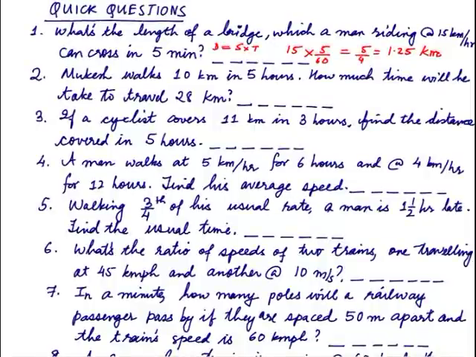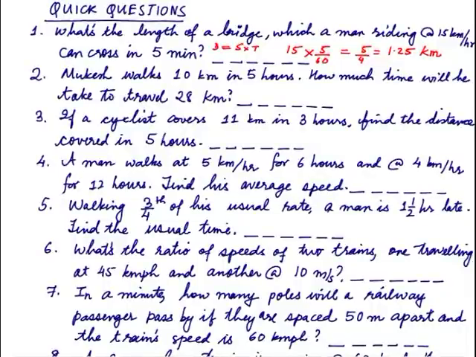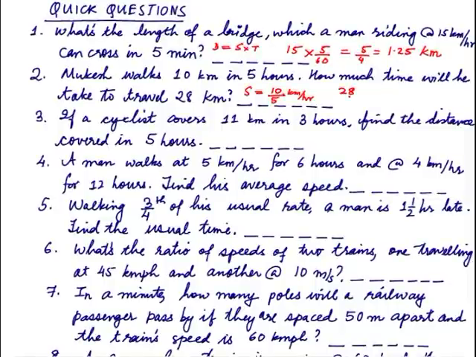We come to question 2. Question 2 reads, Mukesh walks 10 kilometers in 5 hours. How much time will he take to travel 28 kilometers? Now the speed of Mukesh is given to us as 10 by 5 kilometers per hour. 10 kilometers in 5 hours, distance upon time, that is speed, which is basically 2 kilometers per hour. So if 28 kilometers is the distance which he has to travel and the speed is already known to us, which is 2 kilometers per hour, our answer will be 14. And what will be the unit? Hours. Because 28 was kilometers and 2 is kilometers per hour. So kilometers get cancelled, hour goes to the top and you have 14 hours as the answer. I hope this is very clear.